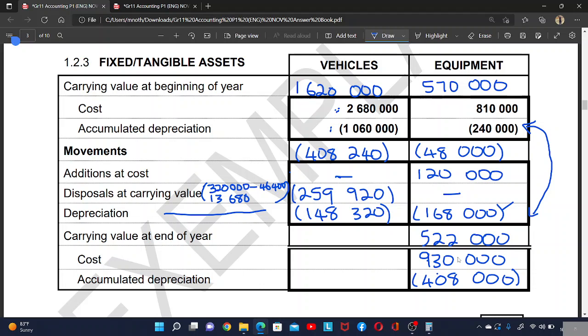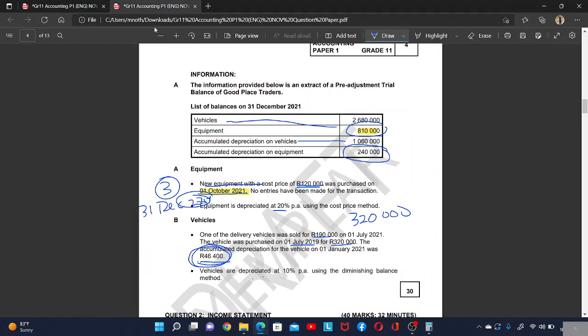Now, to get the cost at the end of the year, what we're going to do is take the cost of the vehicle. The cost of the vehicle is 2,680. So we're going to take the cost of the vehicle and then subtract the cost of the vehicle sold. The cost of the vehicle sold is 320.